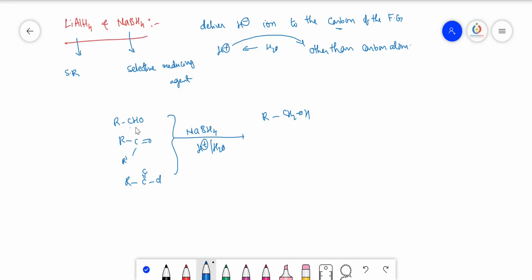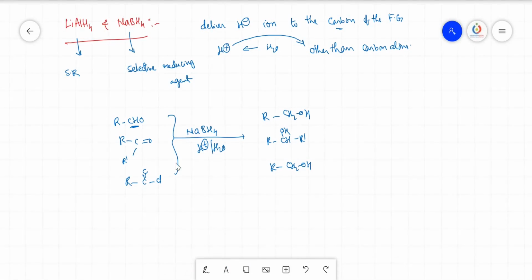If you take the aldehyde, you will get the primary alcohol. If you take the keto group, you will get the secondary alcohol. And if you take this particular acid halide, here also you will get the primary alcohol. So the C double bond O group will be converted to the CHOH group.